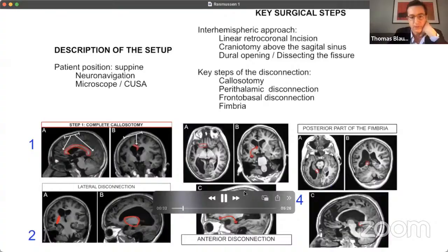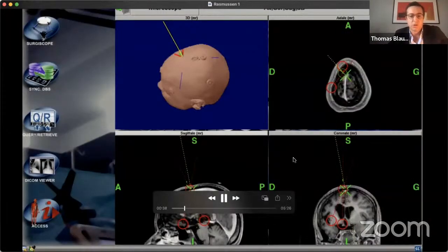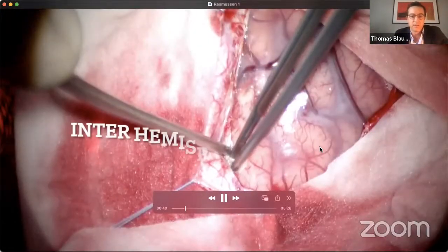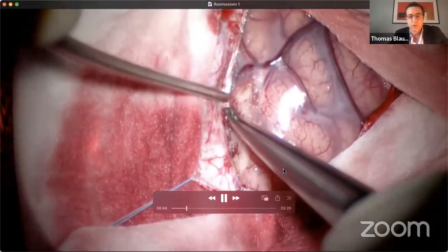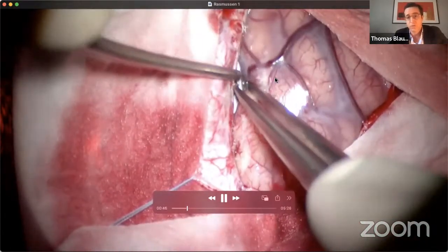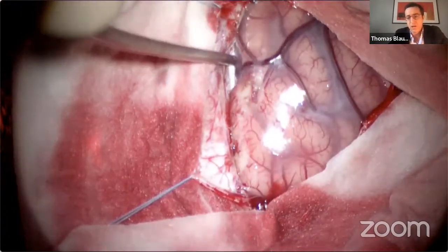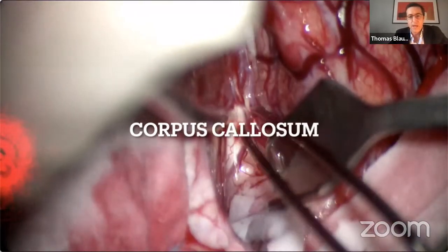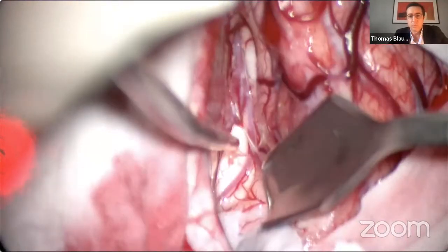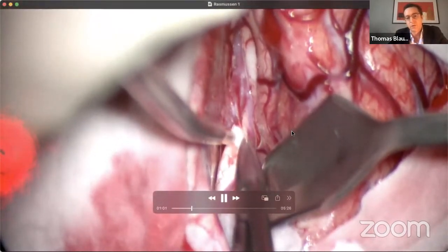So the first step will be the callosotomy. And I will insist on this because Christian really showed in detail already the other steps. So it's a classical interhemispheric approach. You can cut the vein, it's no problem. In this case, we didn't need to cut any vein, but you can cut 2 to 3 veins. We never had any complications. Then you really have to be careful because sometimes you can have a trifurcation of the pericallosal artery.